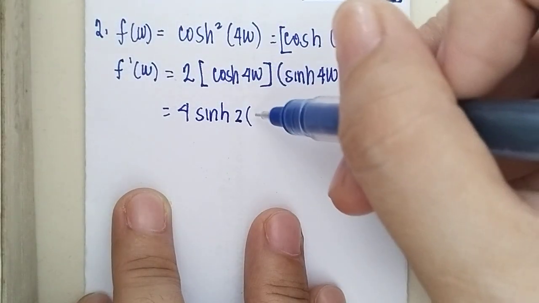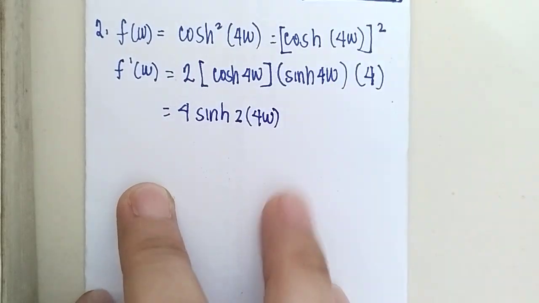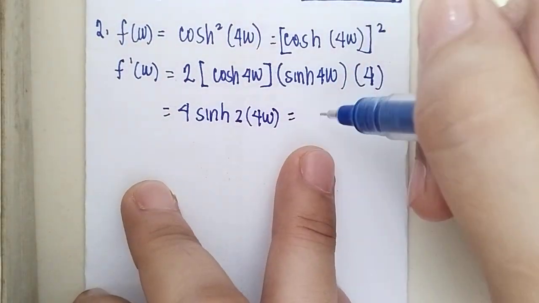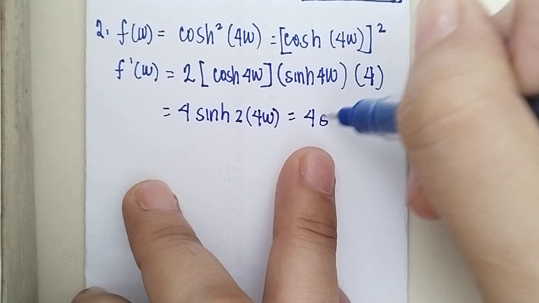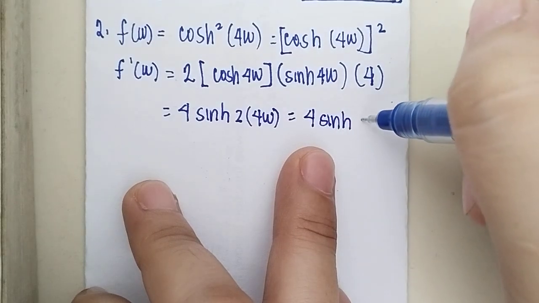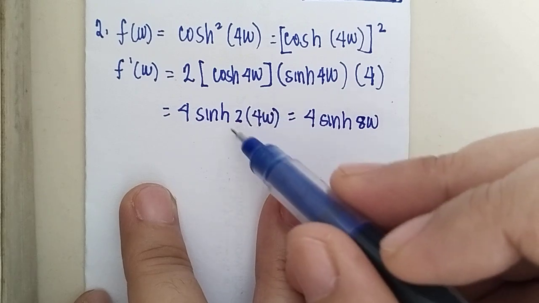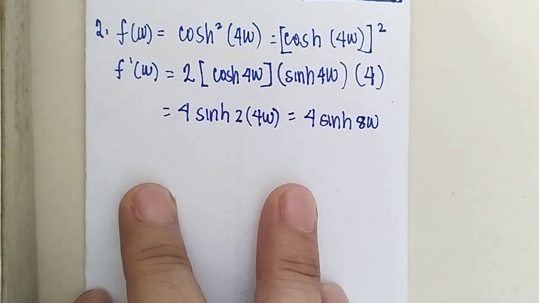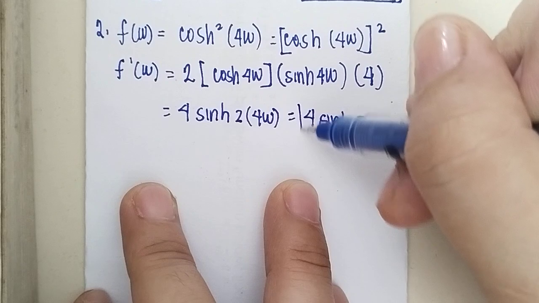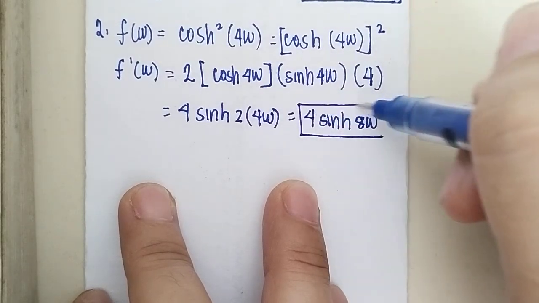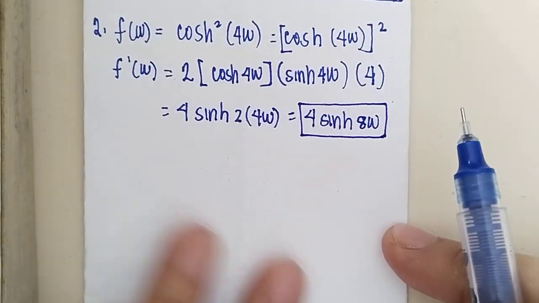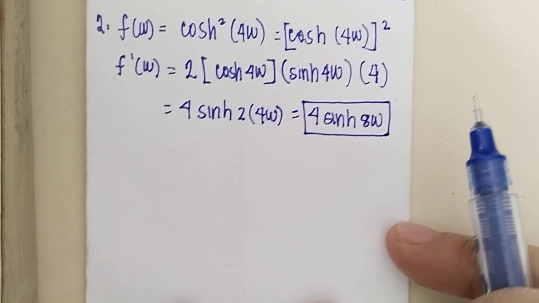That's our angle for w. So, that's the equivalent. Therefore, I can say this is 4 hyperbolic sine of 8w. You can multiply the 2 and the 4w because they are a pair inside the hyperbolic sine. Therefore, this will be our final answer: hyperbolic sine of 8w.